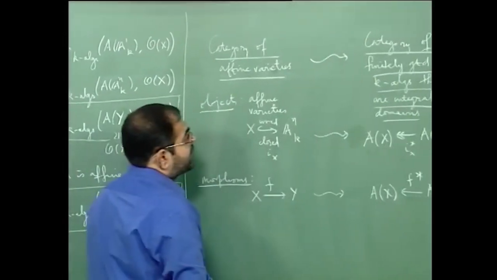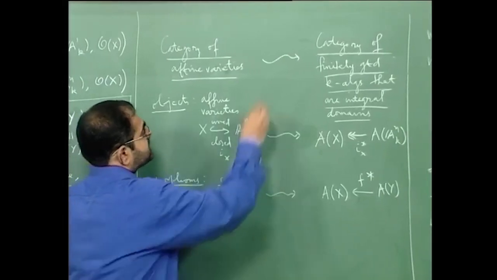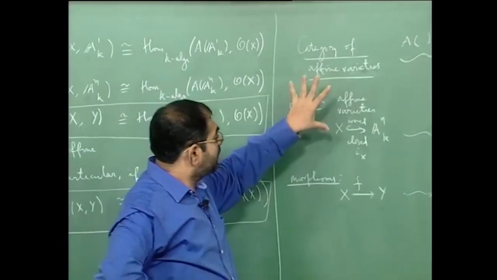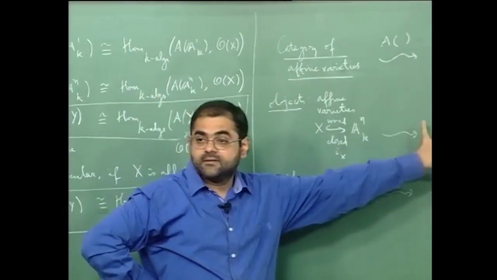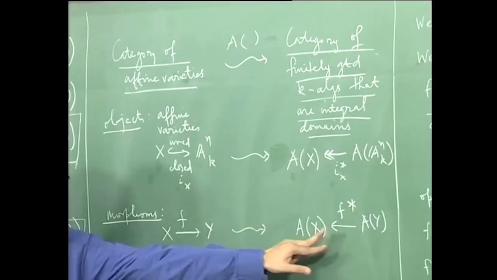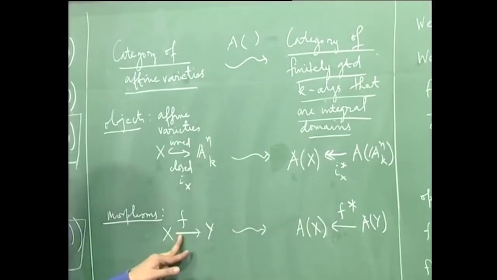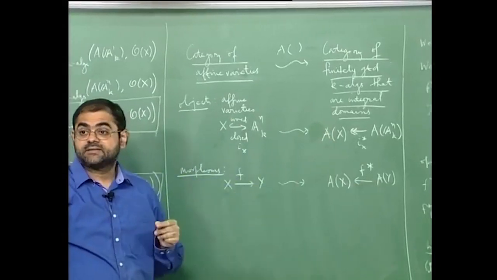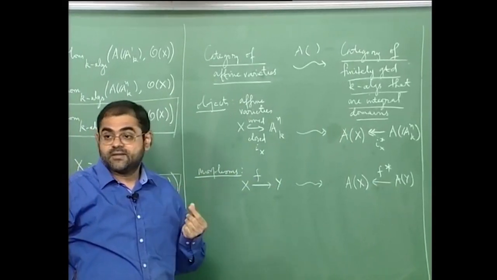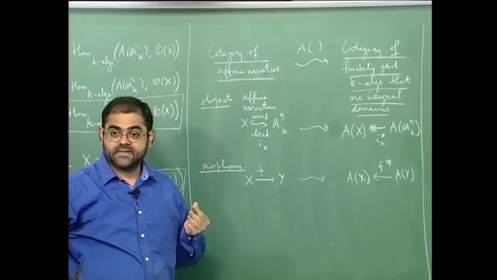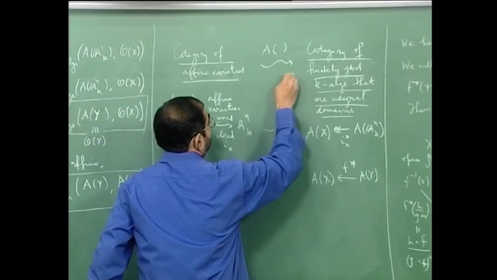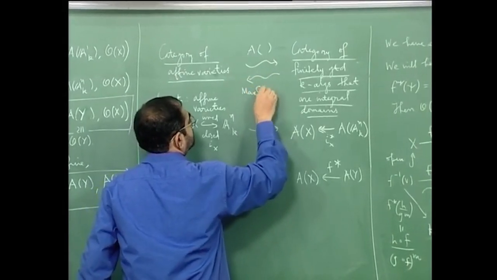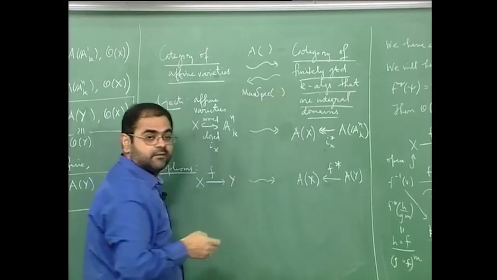And the fact is that this is the functor. Now A is a functor. It's a functor because not only does it associate an object to an object, but it associates a morphism to a morphism. To every morphism of varieties you get an associated k-algebra homomorphism. So this is a functor, and the fact is that this is an equivalence of categories. This is an equivalence of categories because there is an inverse functor which, as I told you, is given by max spec.